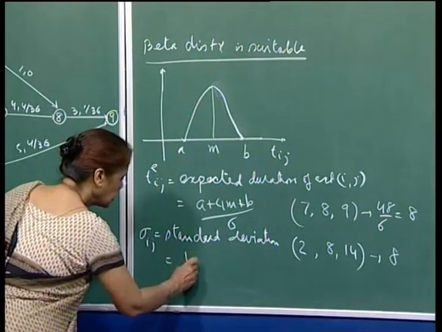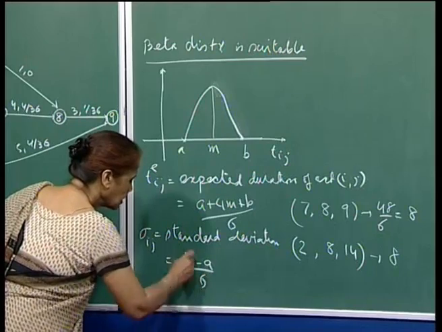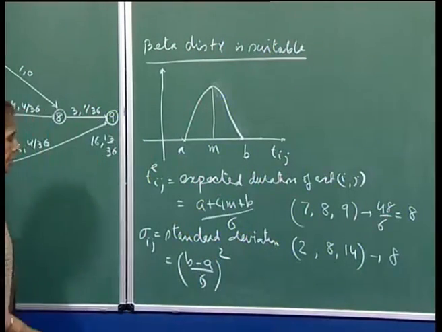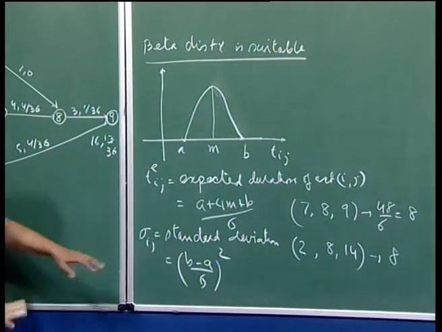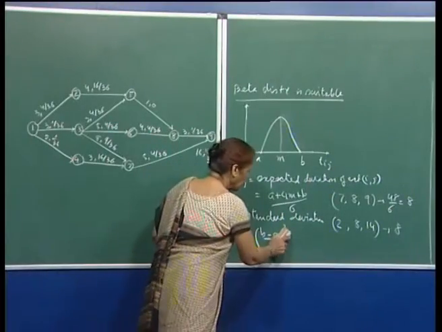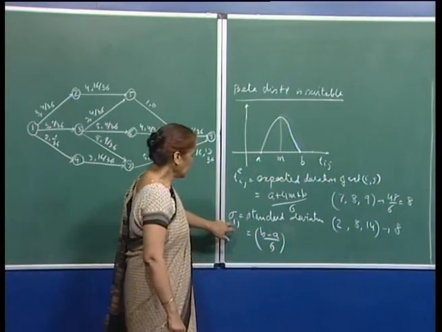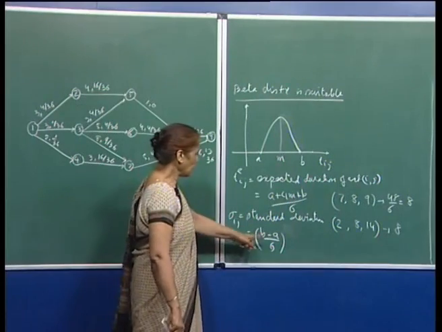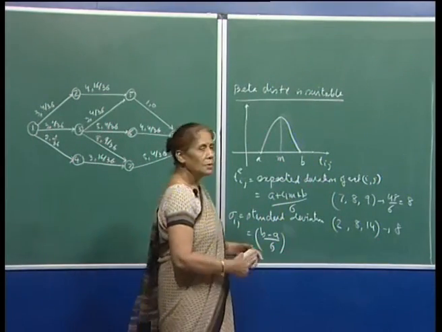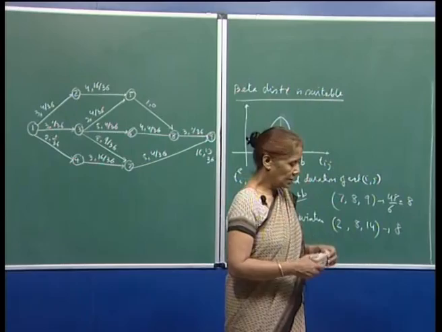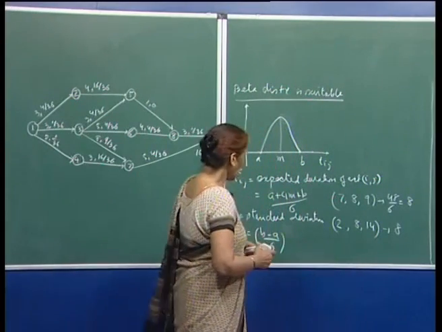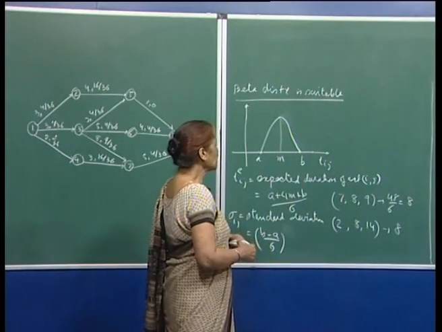So, the standard deviation is ((b minus a) by 6), and the variance is that squared. So, these are the two formulas, and we will see why we need them. If I am not writing the square here, this is the standard deviation, and if you square the number, it becomes the variance, right. So, we would need both the expected duration of the activity and the variance of the activity.